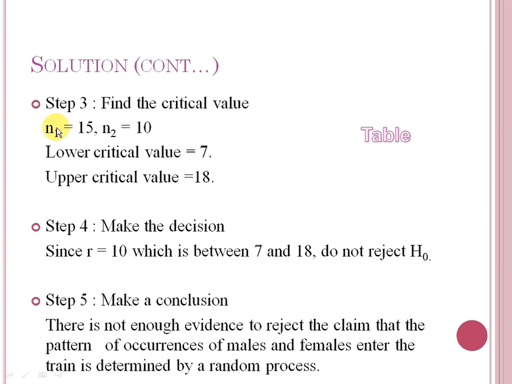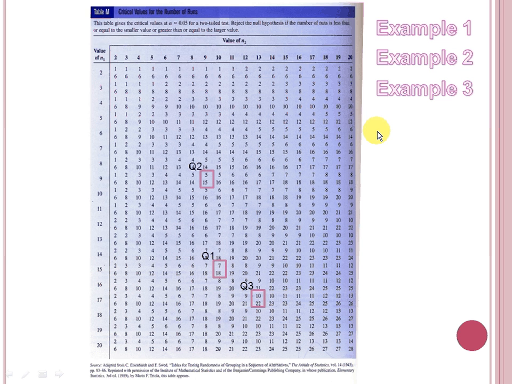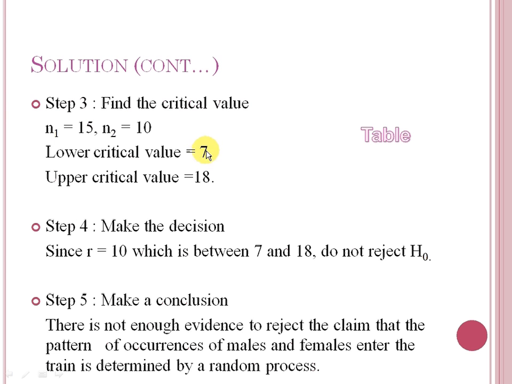For the third step, we have to find the critical value. We have N1 15, N2 10, and we check the table in the Bluman textbook. N1 is equal to 15, N2 is equal to 10. So the lower critical value will be 7, and the upper critical value will be 18.